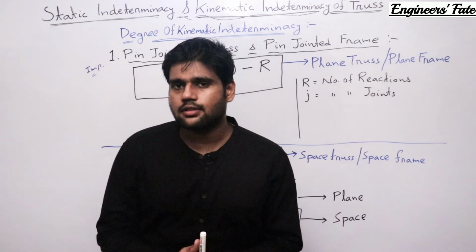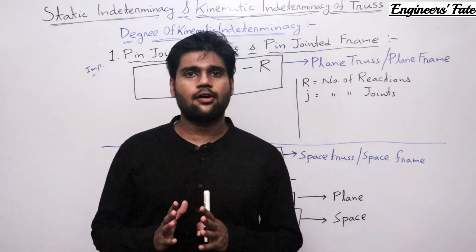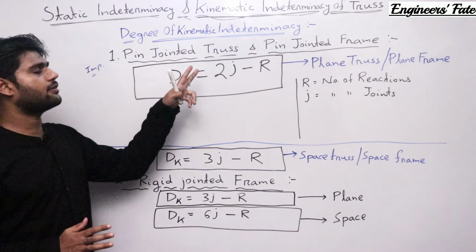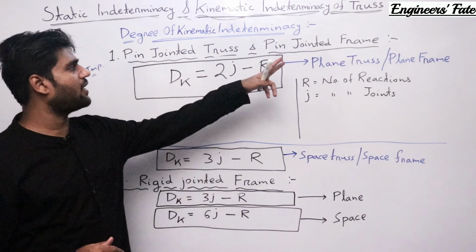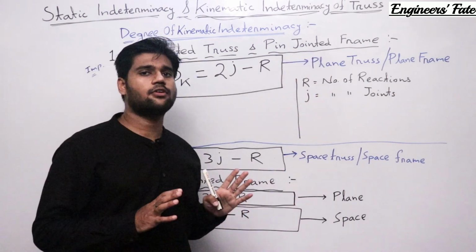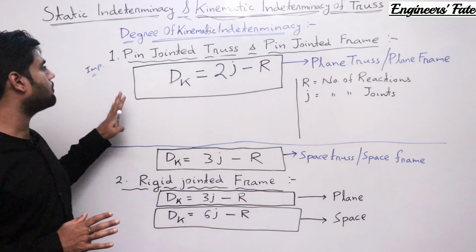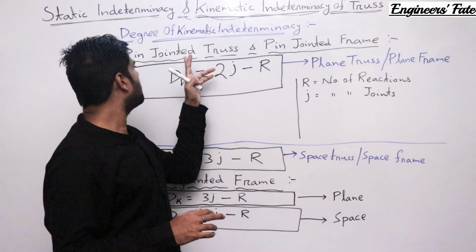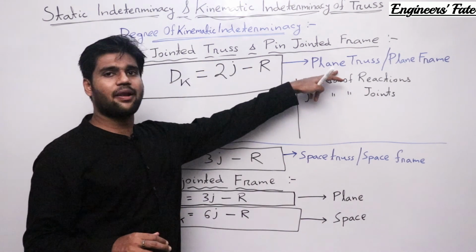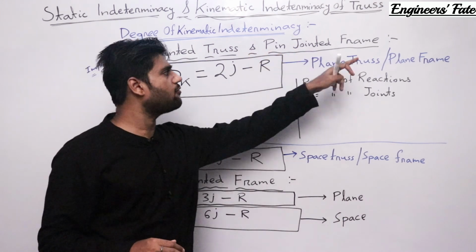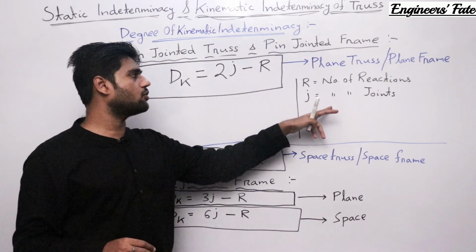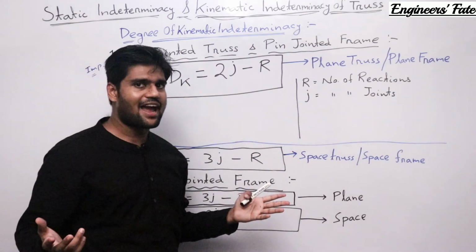So now we'll discuss degree of kinematic indeterminacy of trusses. The first condition is for pin jointed truss, and it's also applicable for pin jointed frame. The first condition is also very important. If nothing is mentioned in the question, you have to assume pin jointed truss for plane truss, or pin jointed frame for plane frame. So dk equal to 2j minus r, j equal to number of joints, r equal to number of reactions.